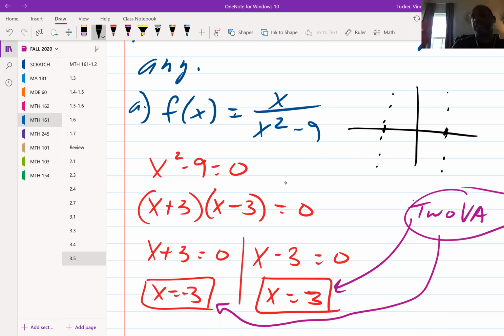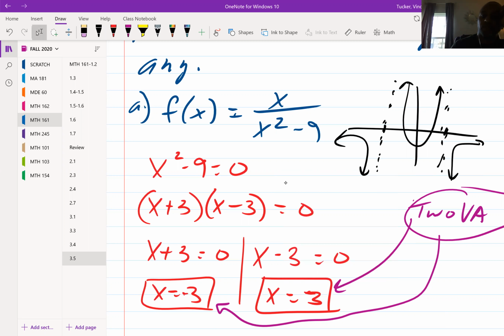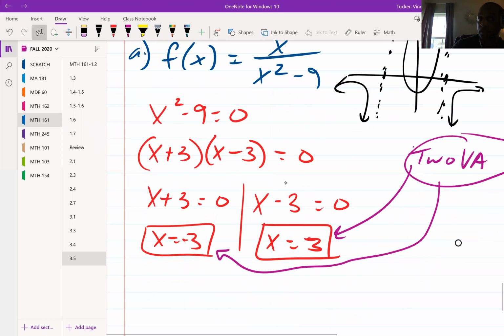They have these imaginary lines that your graph will not cross. So your graph could look something like this. I haven't looked at the graph, but it could look something like that. It's just that you have these imaginary lines at 3 and -3 that your graph will not cross, as far as vertically, anyway. We'll talk about horizontal asymptotes in a second. All right, questions before we look at B?